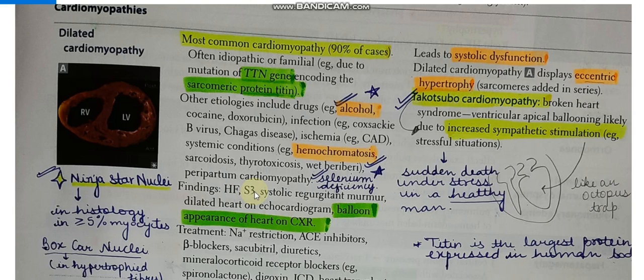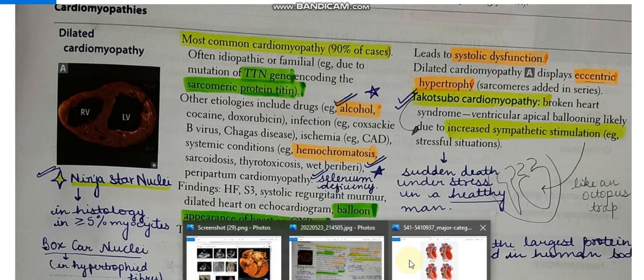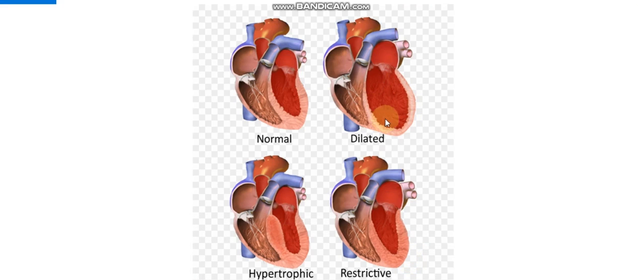Then systolic regurgitant murmur. See, whenever there is dilatation, the valves also get dilated. The annulus of the valve also gets dilated, due to which the valves cannot close properly and it leads to regurgitation. Okay, so there can be a regurgitation murmur. Then there is the balloon appearance of the heart on chest X-ray. Here also you can see the heart just appears as a balloon.